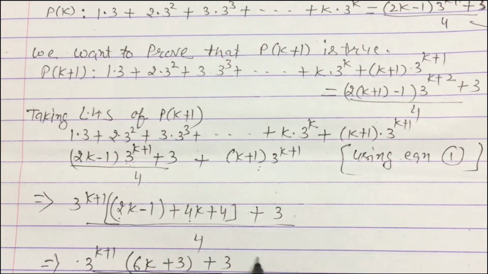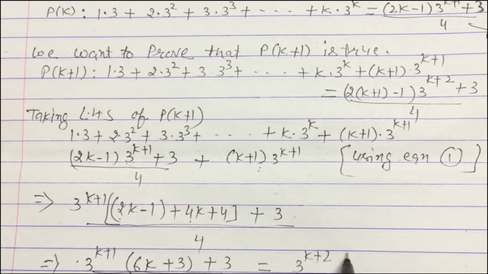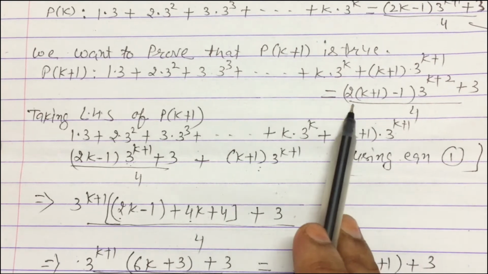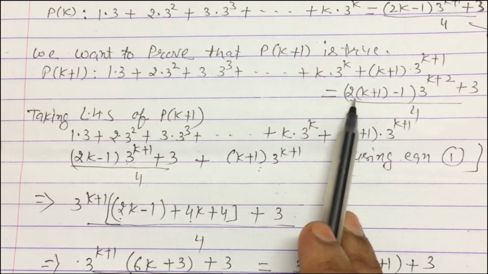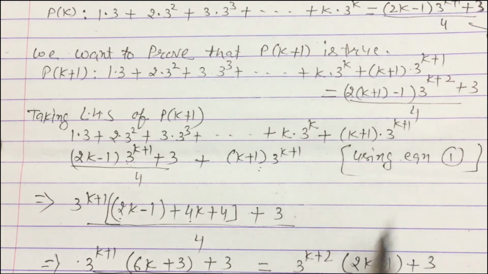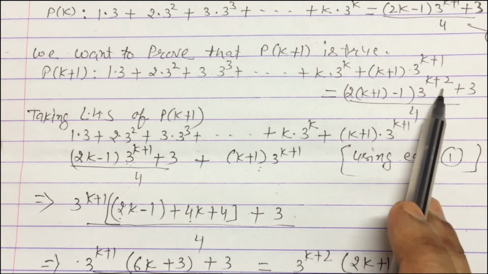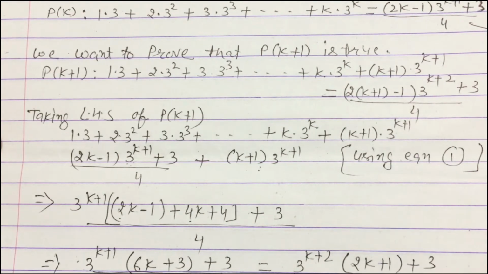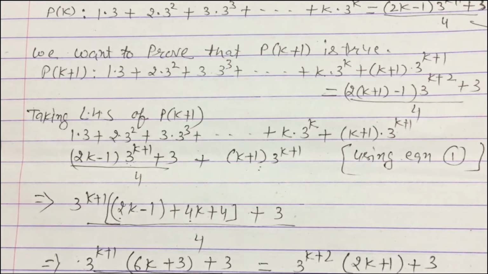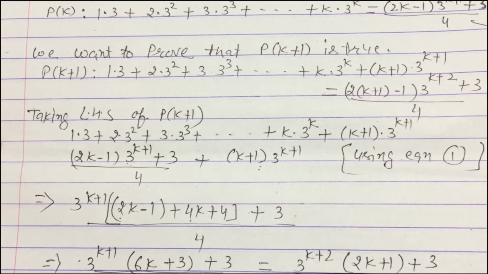And now 3 take common from this step, and you will get 3 raised k plus 2. Okay. And it is (2k plus 1) plus 3 by 4. Here it is RHS. So when you solve, you will get 2k plus 2 minus 1. Okay, so it is 2k plus 1. Here it is 2k plus 1, 3 raised k plus 2, it is 3 raised k plus 2 plus 3 by 4. Okay, so it is RHS. You can write Pk plus 1 is true.